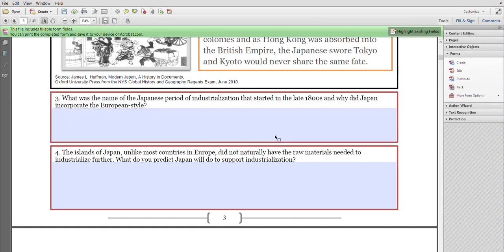3. What was the name of the Japanese period of industrialization that started in the late 1800s, and why did Japan incorporate the European style?